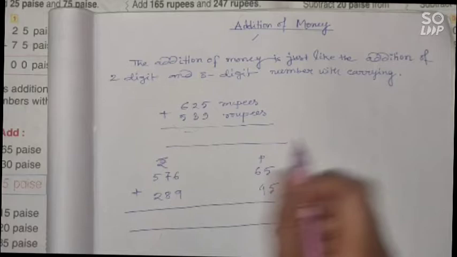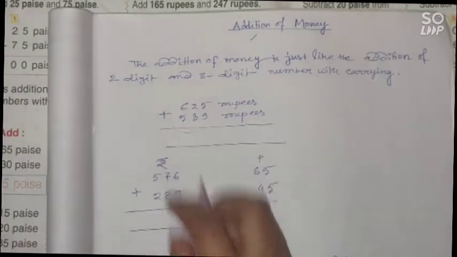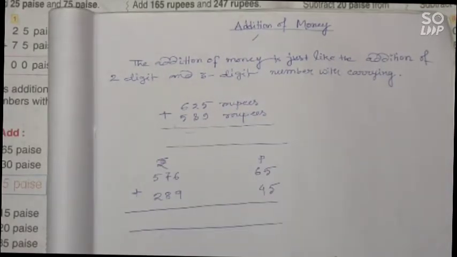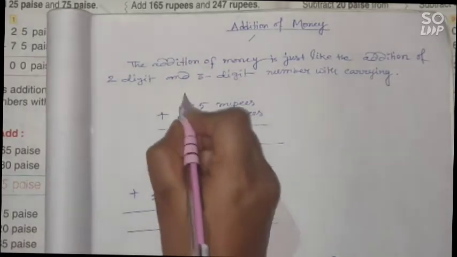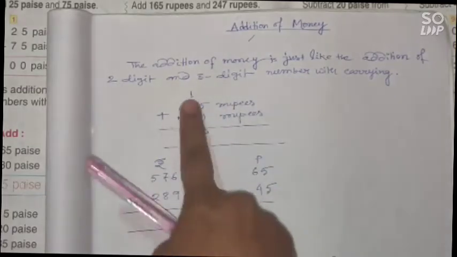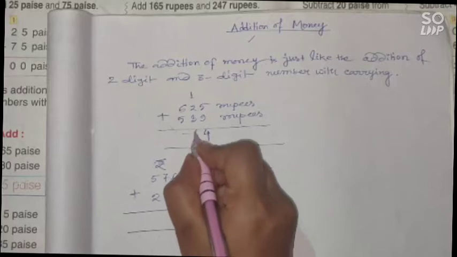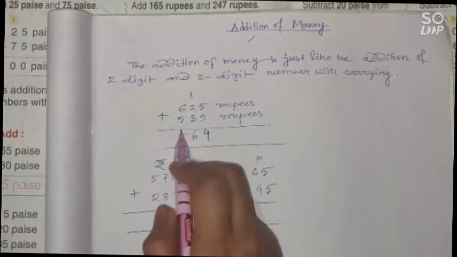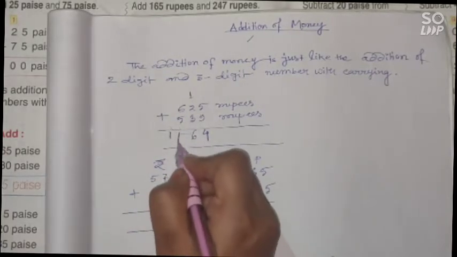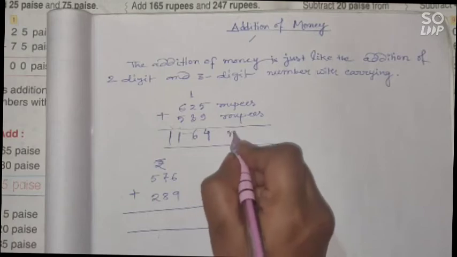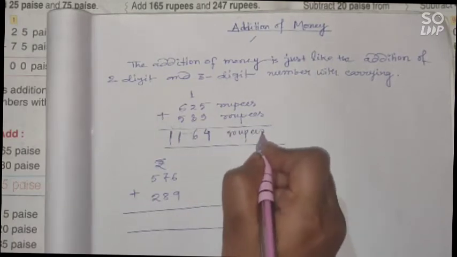5 plus 9 is 14, but 14 is a 2-digit number, so we cannot write a 2-digit number at a particular place. 5 plus 9 is 14, so 4 will come here and 1 will carry here. 2 plus 3 is 5. 5 plus 1 is 6. 6 plus 5 is 11. So 1164 rupees will be the answer.